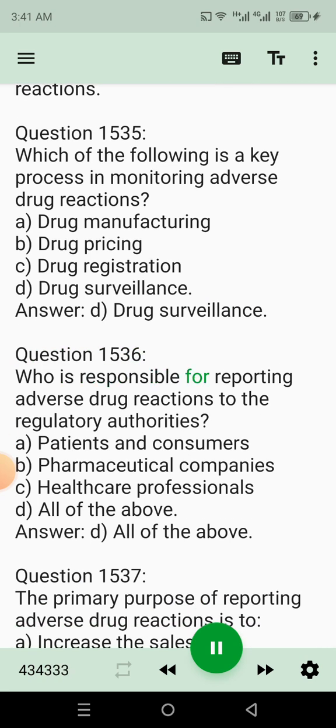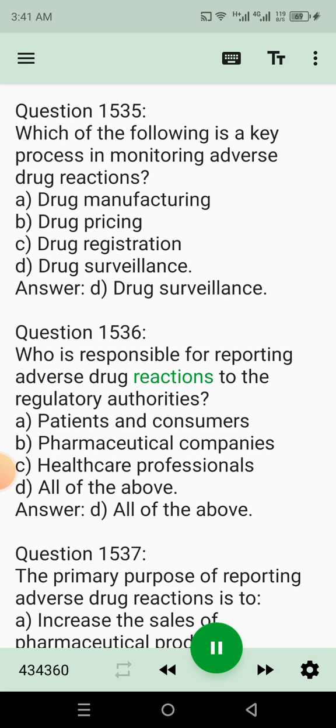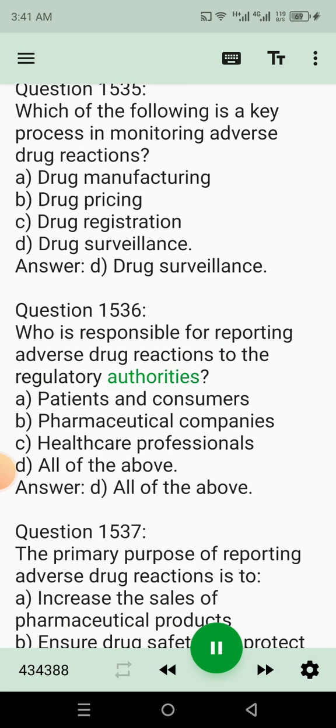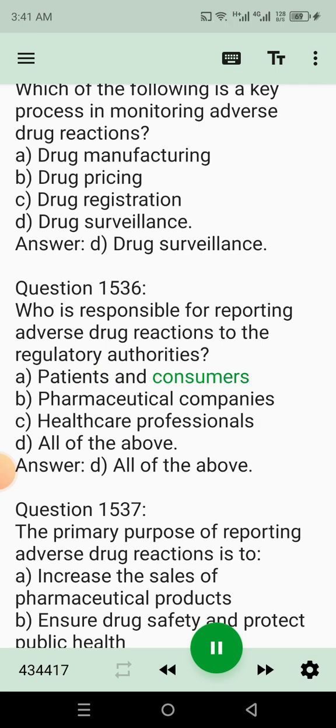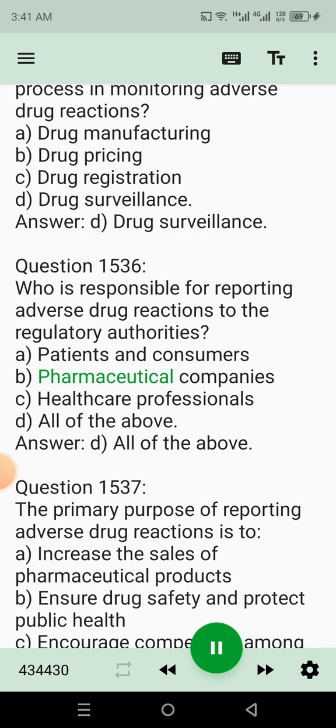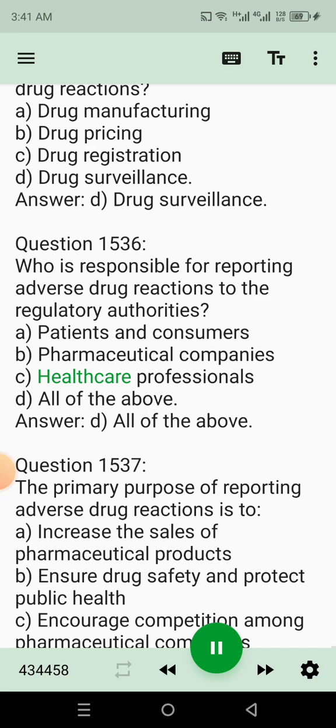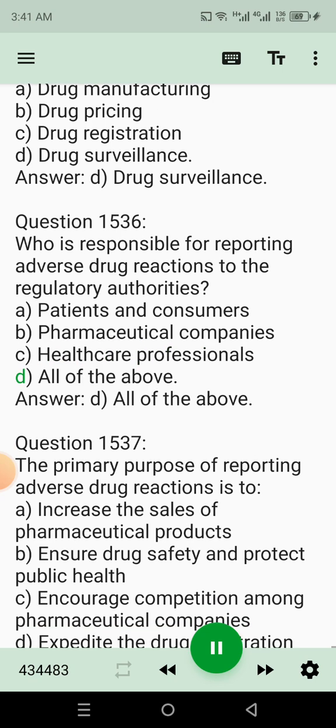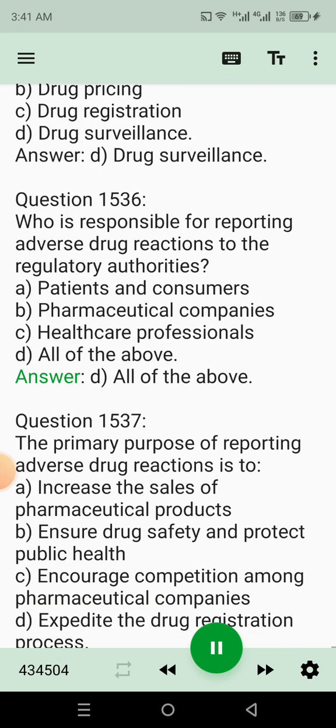Question 1536. Who is responsible for reporting adverse drug reactions to the regulatory authorities? A. Patients and consumers. B. Pharmaceutical companies. C. Healthcare professionals. D. All of the above. Answer. D. All of the above.